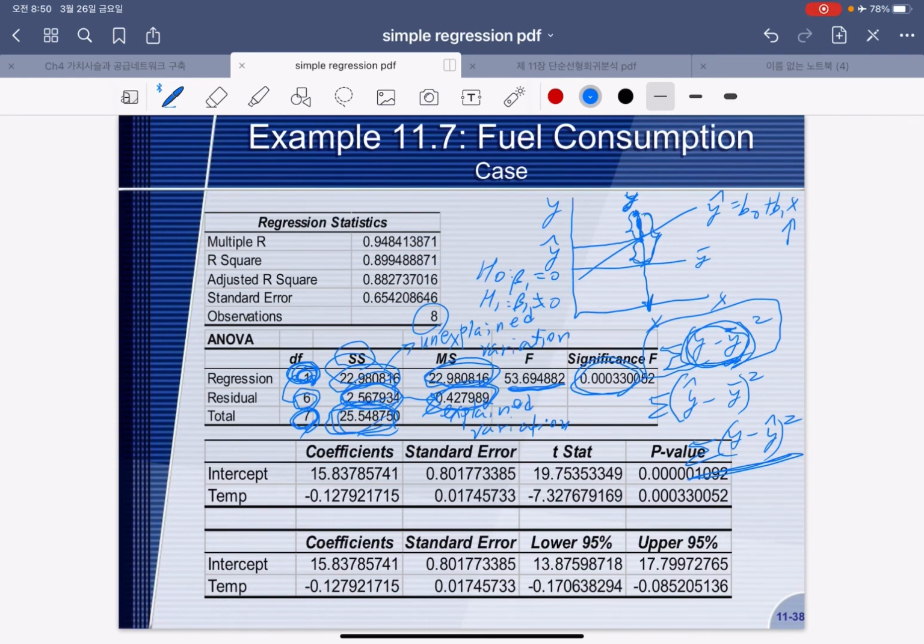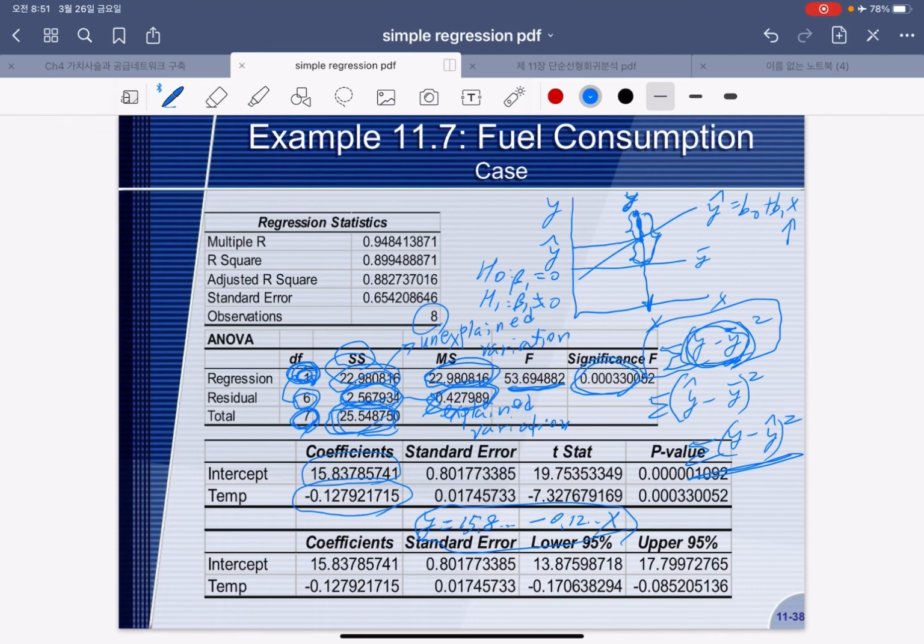Now, let's look at the coefficient table. This one is the intercept, and this one is the slope, right? So the regression equation looks like this. Y is equal to 15.8 something minus 0.12x, right? So that's the regression equation.